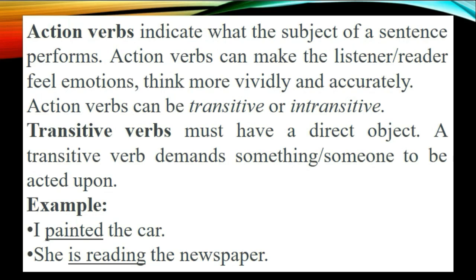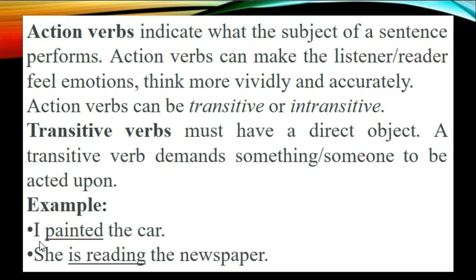Action verbs. Action verbs indicate what the subject of a sentence performs. Action verbs can make the listener and reader feel emotions, and think more vividly and accurately. It comprises two types, transitive and intransitive. A transitive verb has subject, verb and object. That means a transitive verb demands something or someone to act upon. Otherwise, it is incomplete.